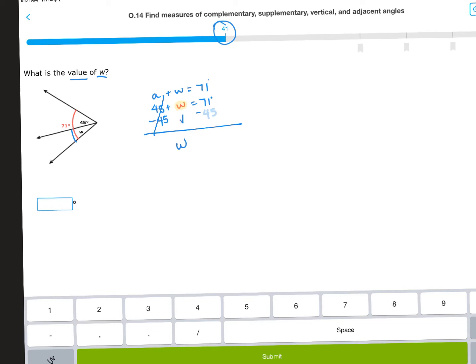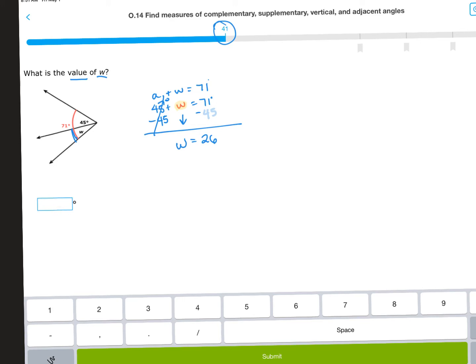So W, bring that down. That's inverse operation. It goes to 0. And 71, take away 45 equals 26. So I took 71 and I subtracted my 45. I had 71 degrees, and then I took this away so that I can have this remaining. And so that equals 26 degrees. So then here, you would type in your 26.